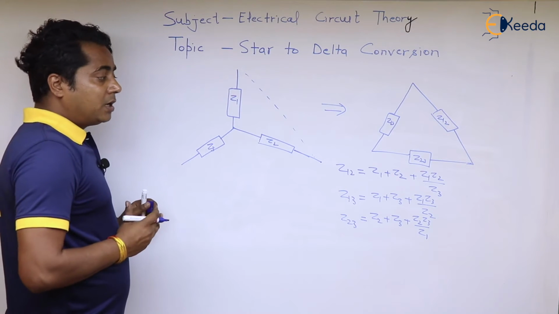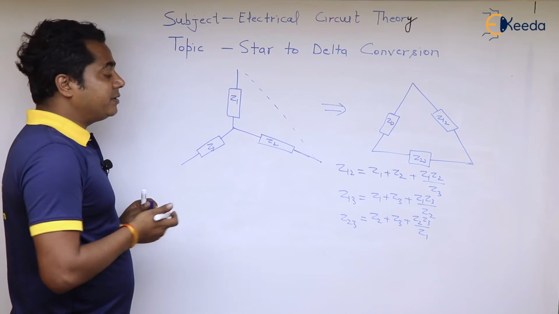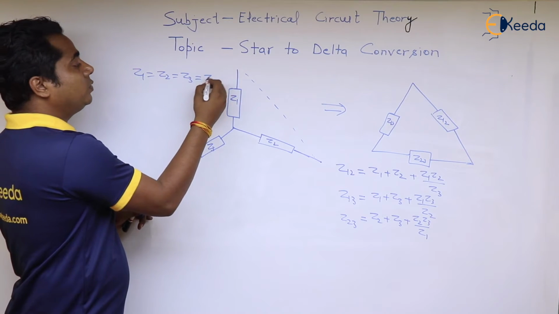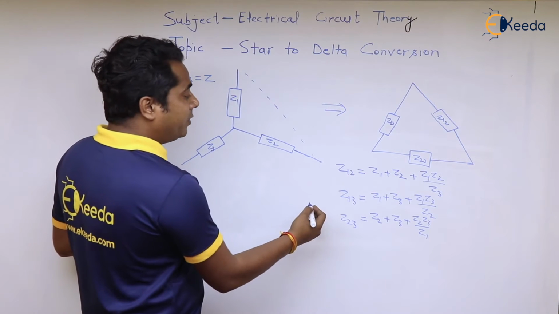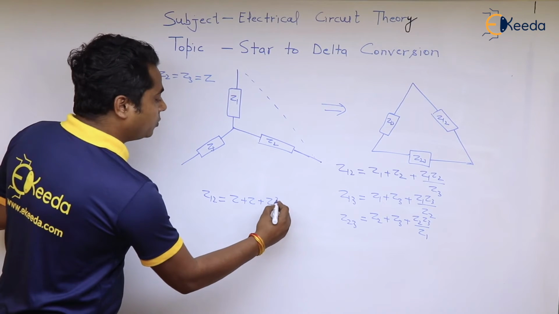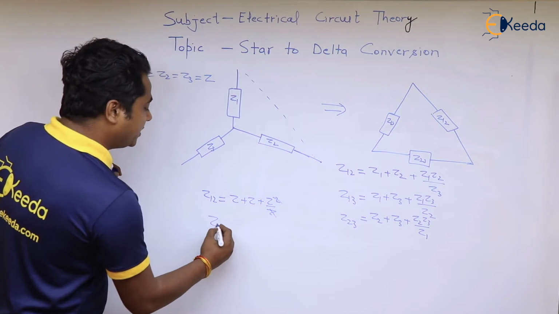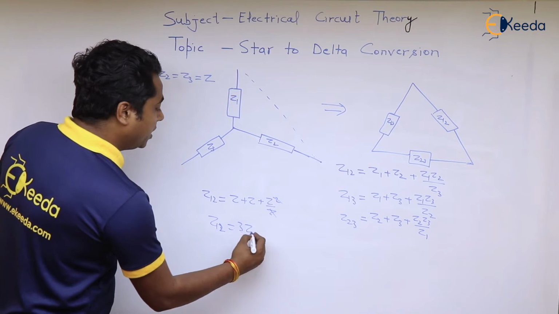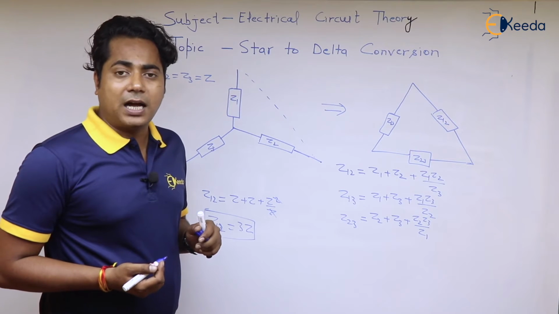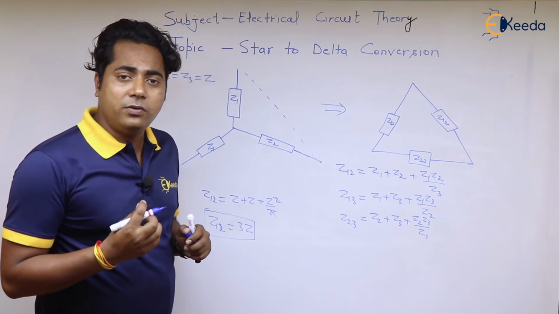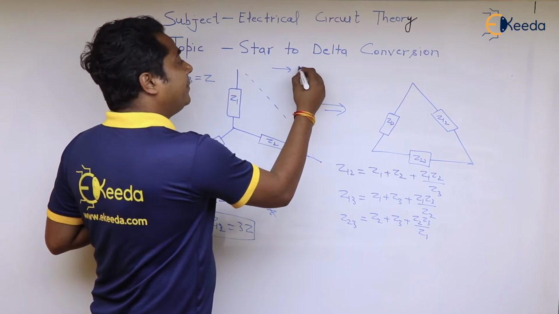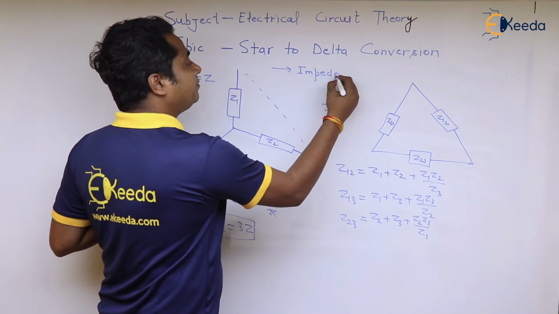And if the impedance values are the same, means Z1 is equal to Z2 is equal to Z3 is equal to Z, then what will be the value? Z12 is equal to Z plus Z square upon Z, cancel out. Z12 will be equal to 3Z. What does it mean? It means when we are converting from star to delta, the impedance value will always increase. Always keep in mind, impedance value will always increase.